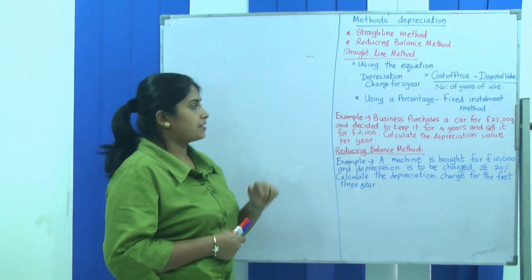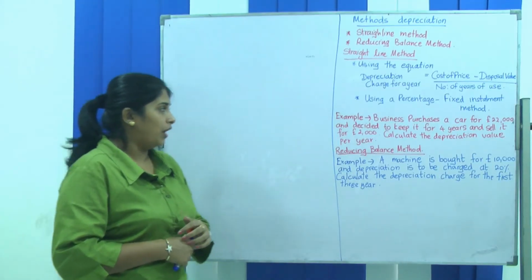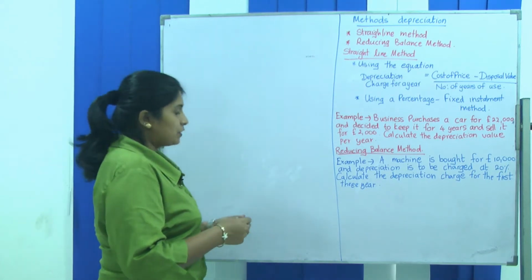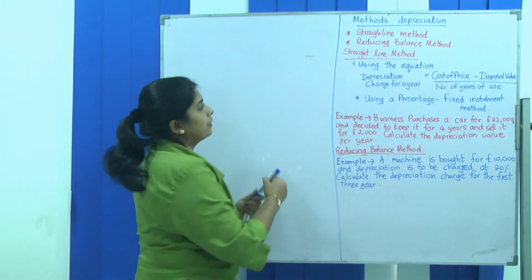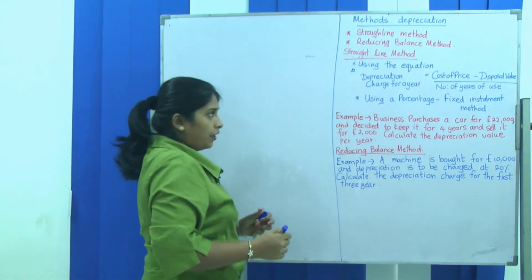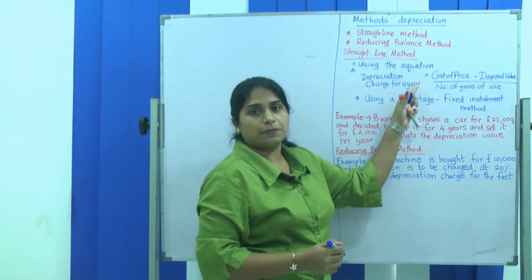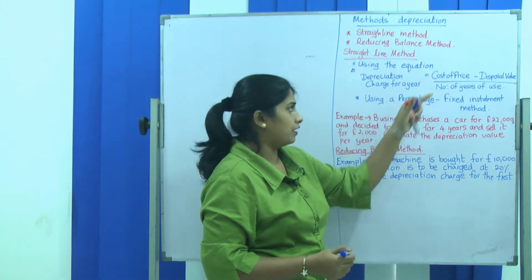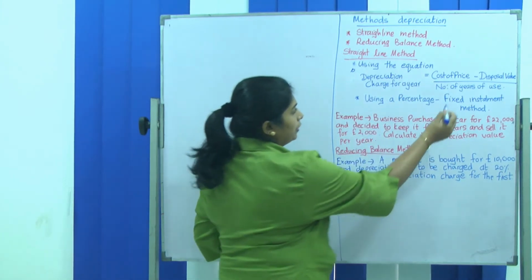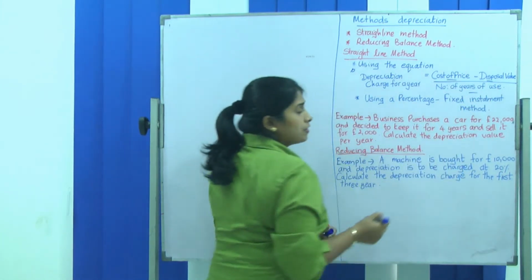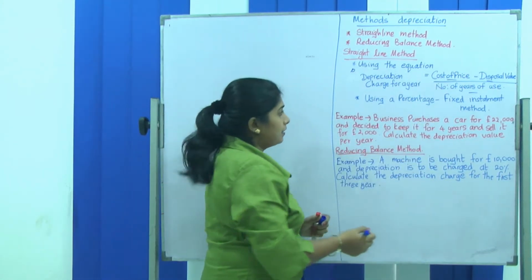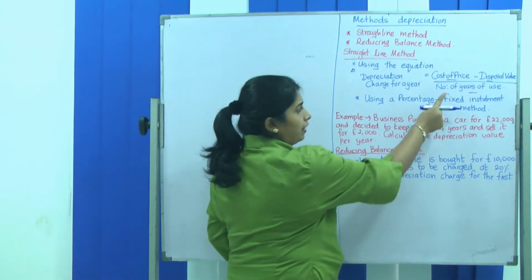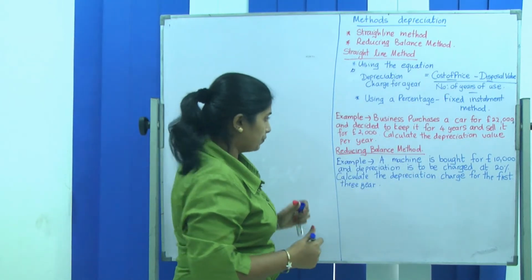So I'll take the first example. Now I'll show you how to do the example. First we have to identify that here they have not given the percentage, that means you have to use the equation. To calculate the depreciation charge per year using the equation, you need to find out three items: the cost of the asset, the disposal value, and the number of years the business is going to use it.